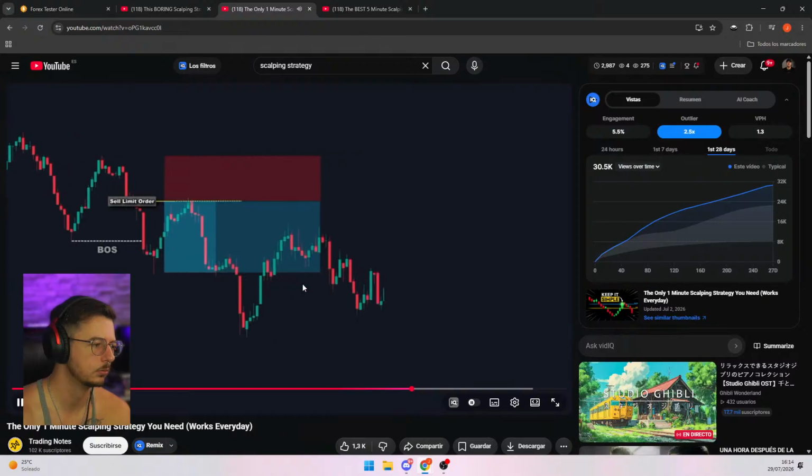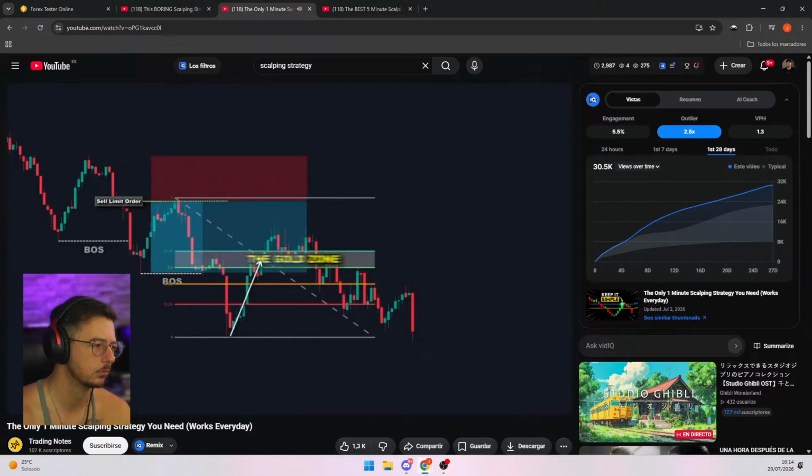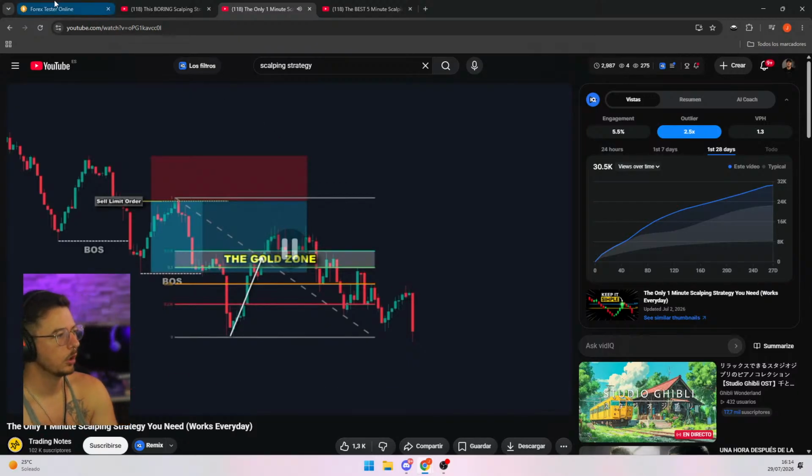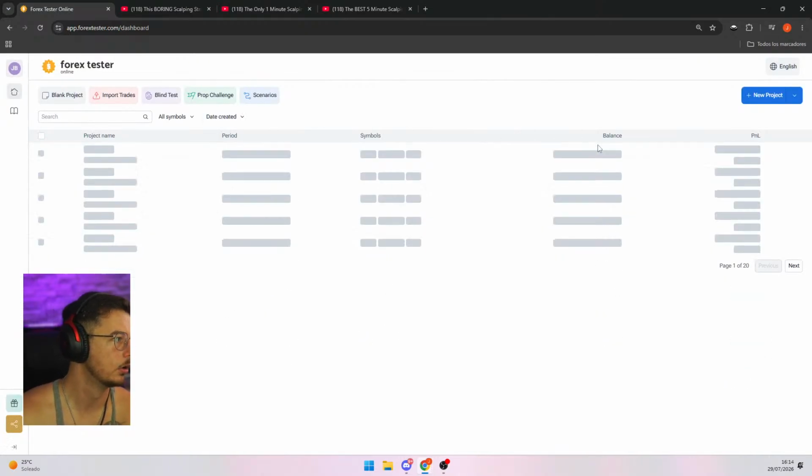As long as that trade is alive, you repeat the process. Every new break of structure gets its own Fibonacci. Every retrace into the gold zone is a new opportunity. Okay, let's try it out. We've got everything we need.